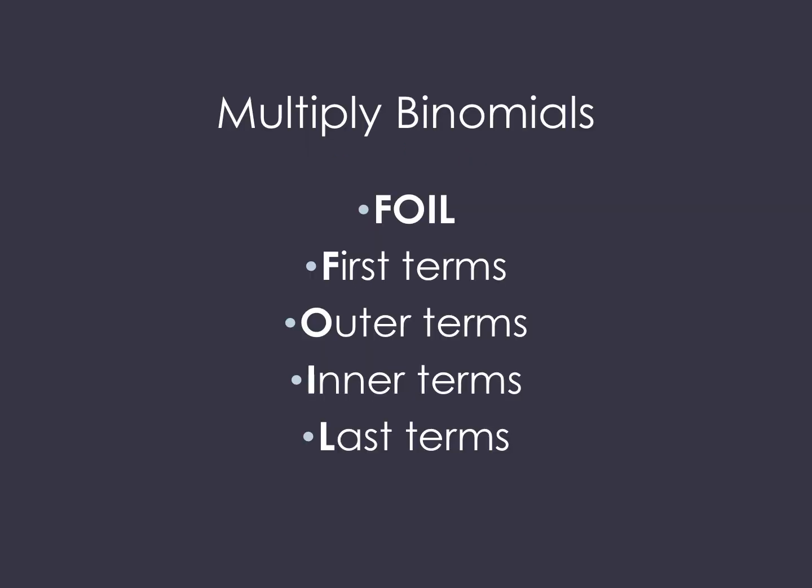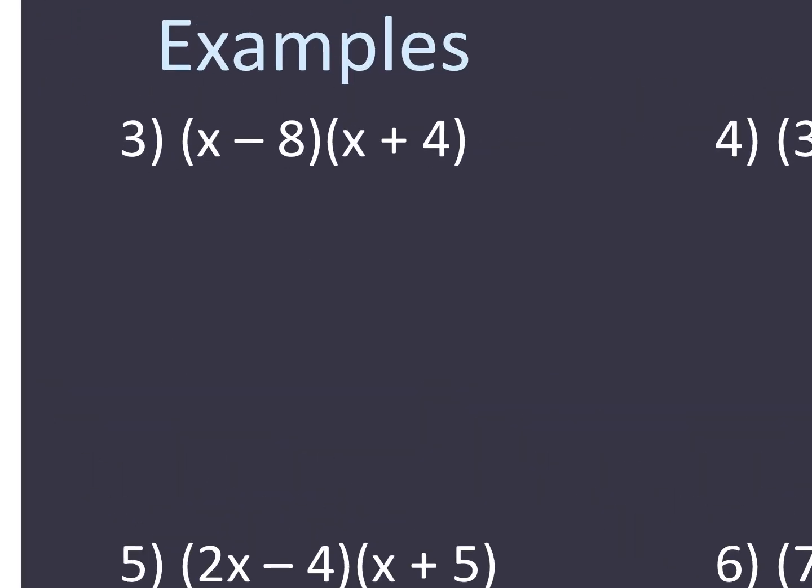So next, we're going to be multiplying binomials. Now, you don't need to use the acronym FOIL. You can actually just use distributive property. But the letters in the word FOIL tell you which terms to multiply. So for the F, it's the first terms. The O stands for the outer or the outside terms. The I stands for inner or inside terms. And then the L in the word FOIL is the last. So let's go ahead and take a look.